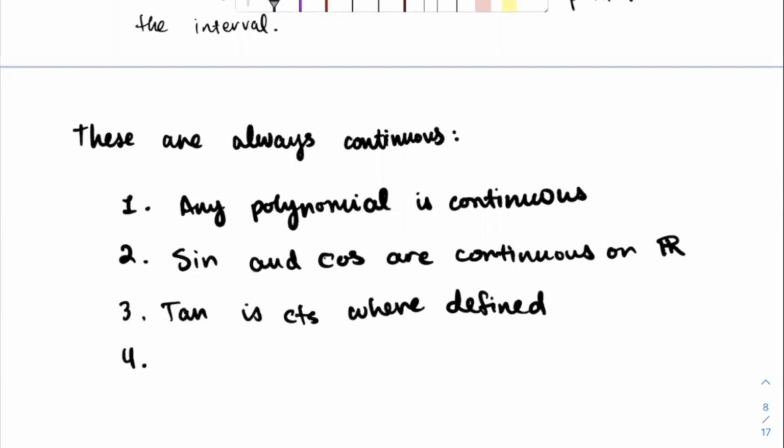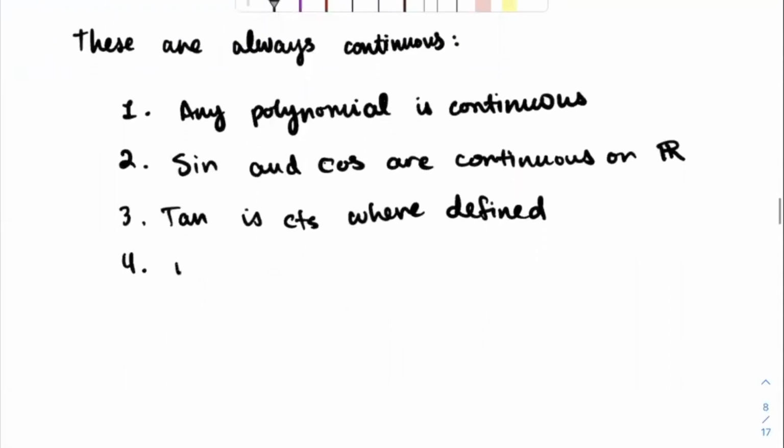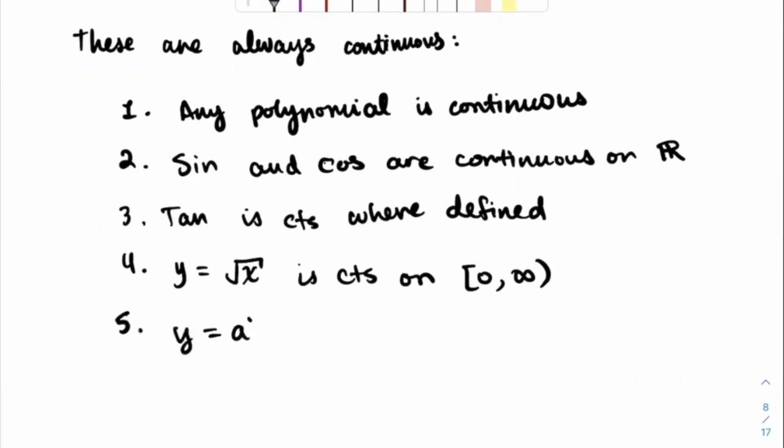The square root and in general, the radical function and nth root function, those are continuous on the positive numbers. Any exponential function where the base is a positive real number is continuous on all of R. So that would be y equals a to the x for a greater than 0. And in particular, a very common example is y equals e to the x, which is always continuous.